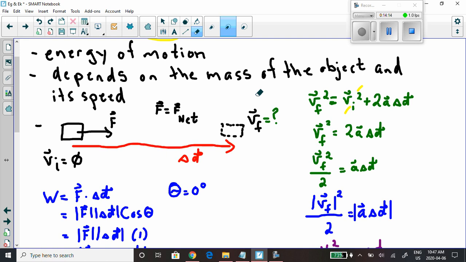So let's take a look at this from a kinematics point of view, and write out this kinematics equation. Final velocity squared is equal to initial velocity squared plus 2 times the product of the acceleration and the displacement. Well, the initial velocity was 0, so that term is gone. All that we have left is 2 times the product of the acceleration and the displacement. Now I'm going to divide each side by 2. Here's the new line.